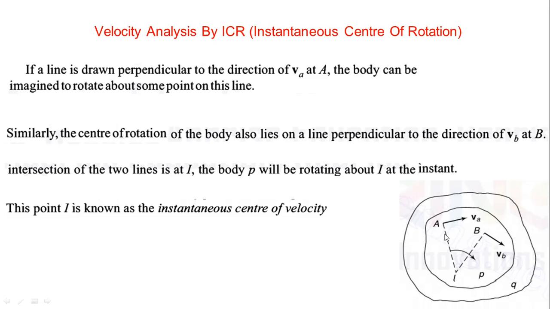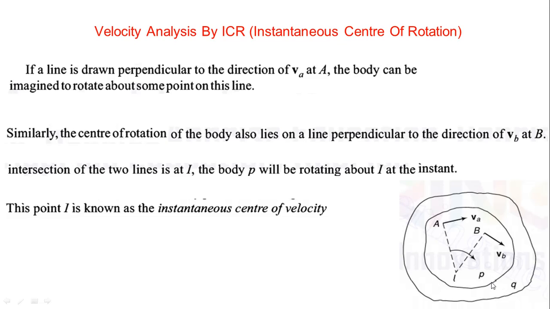These two vectors drawn perpendicular to Va and Vb will intersect at one point, and this intersection point is nothing but the ICR point, also called the instantaneous center of rotation of a body P relative to Q for that instant.